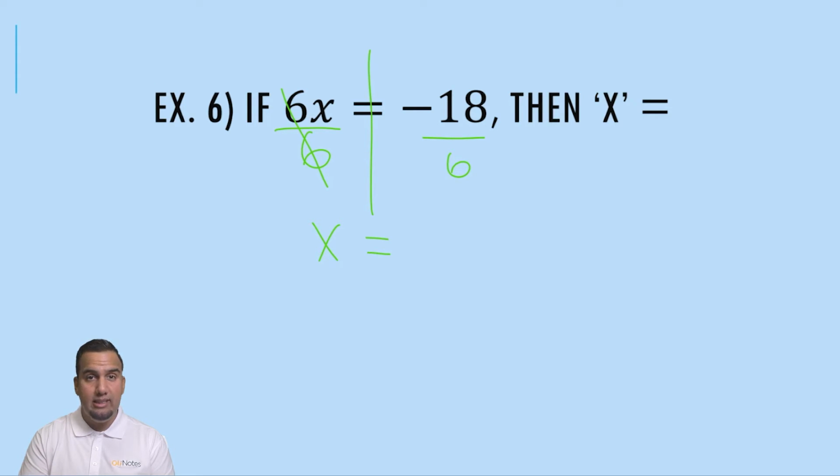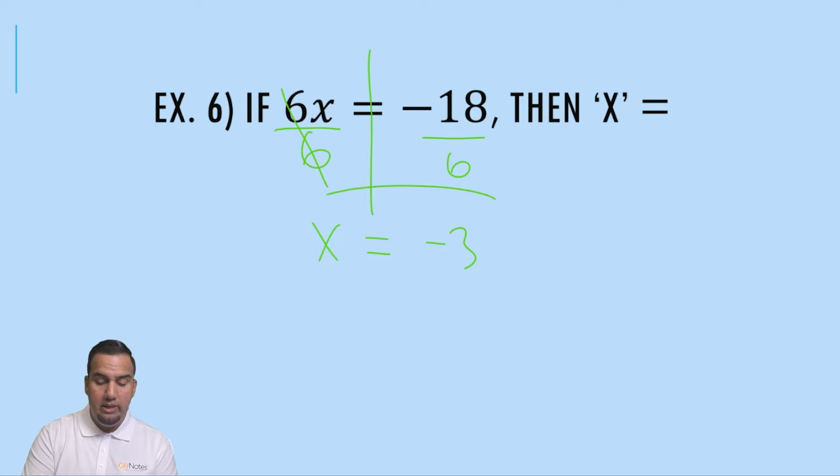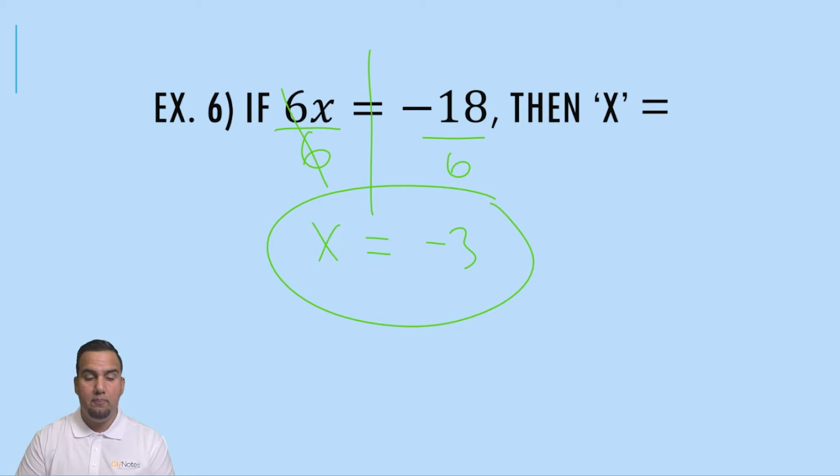You're going to notice I didn't take the negative. Why? Because 18 divided by 6 is 3, and when you divide with one negative in the problem, same thing as multiplying, your answer is always going to be negative. Okay? So when you divide by one negative, it remains negative. So what's my final answer? x is equal to negative 3.